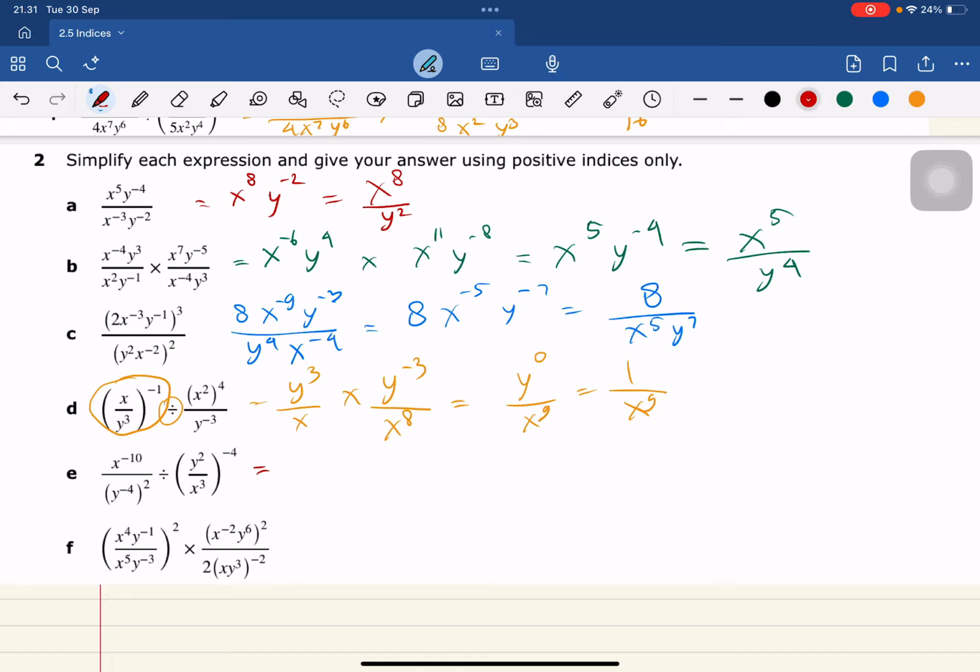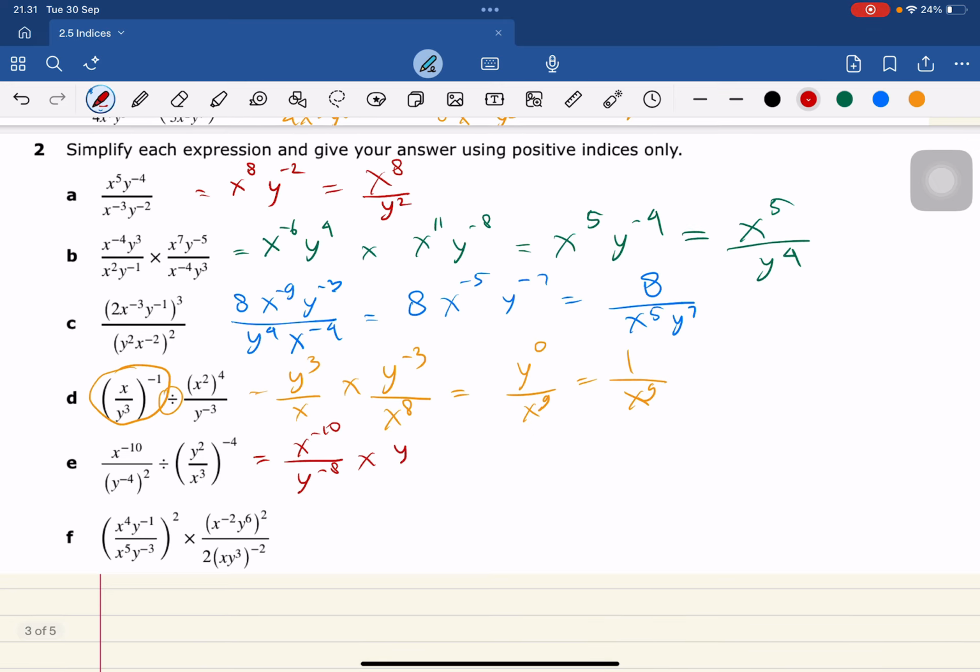Next, so this is x power of minus 10 divided by y minus 4 power again by 2 is going to be minus 8 divided, so it's going to be multiplication. Okay, because before we flip and then we flip again, so just write it by y power of 2 times 4 is 8, and then x 2 times 4 is 12.